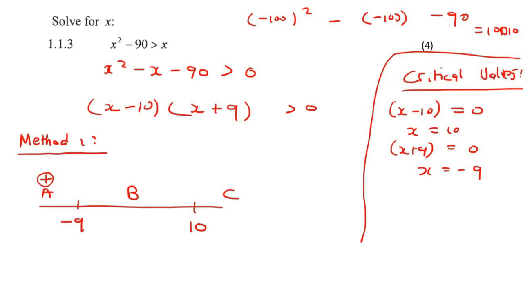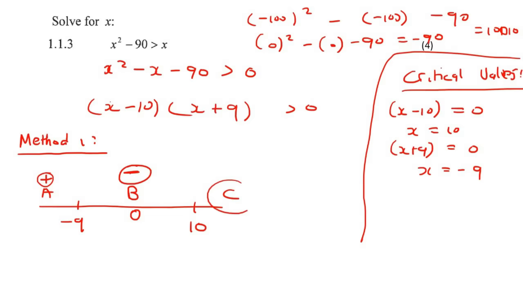Now I move on to interval B, and in interval B, I choose any number that fits in between here. So any number between minus 9 and 10, I'm going to choose 0. So I'm going to plug 0 into this same equation over here. If I type that on my calculator, I end up with negative 90. So that's a negative number. So I just put a negative number there. I don't care what the number is.